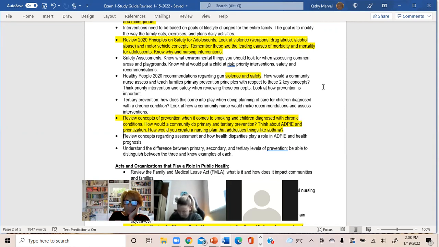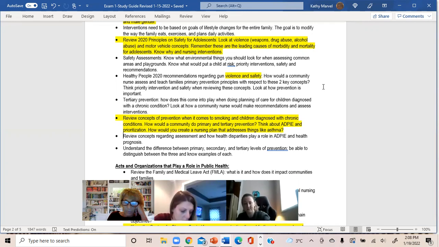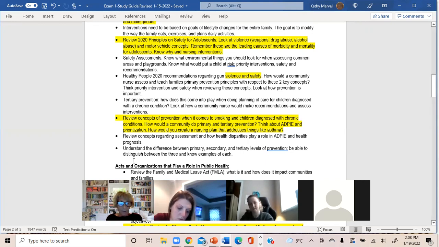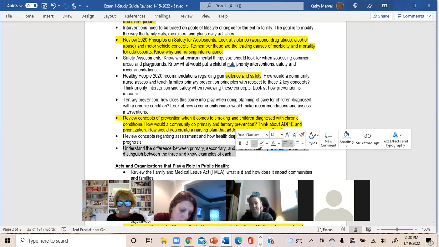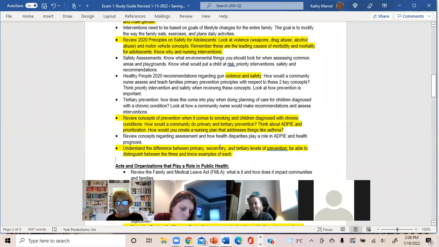Smoking and exercise. Yeah. And then tertiary would be something that I would do in my school nurse job, which would be kids that already have asthma, teaching them how to use their inhaler correctly, right? How it's supposed to be used because they already have the asthma. How to avoid triggers. Exactly. Okay, this is important right here. Understand the difference between primary, secondary, tertiary, and be able to distinguish between the three and give examples of each.